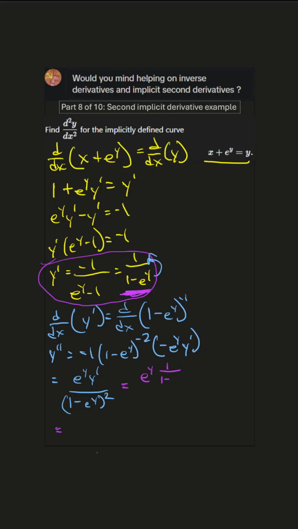1 over 1 minus e to the y, all over 1 minus e to the y squared. And that equals, final answer is e to the y over 1 minus e to the y cubed.